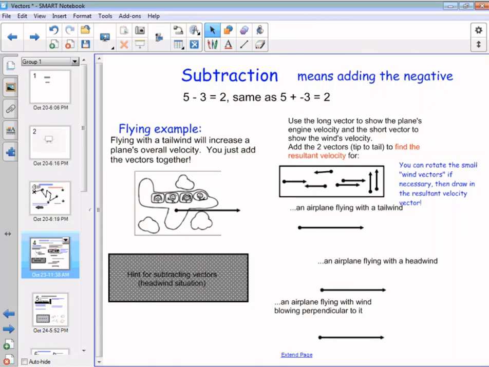So there's 3 different scenarios. Okay, you are using one of these. Okay, good. For an airplane flying with a headwind. Oh, yeah. Headwind. It's not a funny joke, apparently. Just click off to the side.